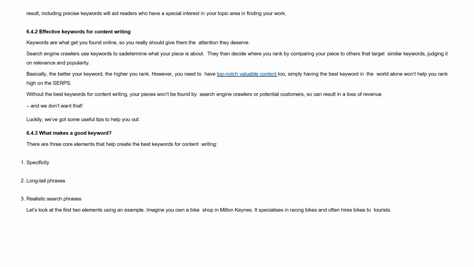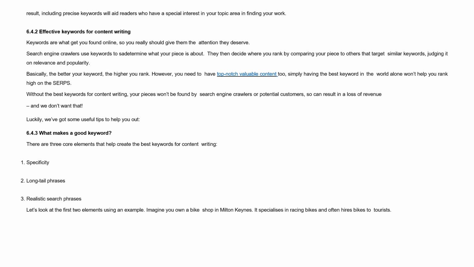However, you need to have top-notch valuable content too. Simply having the best keywords in the world alone won't help you rank high on SERPs, search engine result pages. Without the best keyword for content writing, your pieces won't be found by search engine crawlers or potential customers, so your result is lost revenue. And we don't want that. Luckily, we have got some useful tips to help you out.